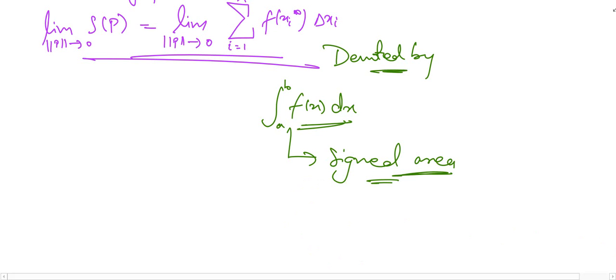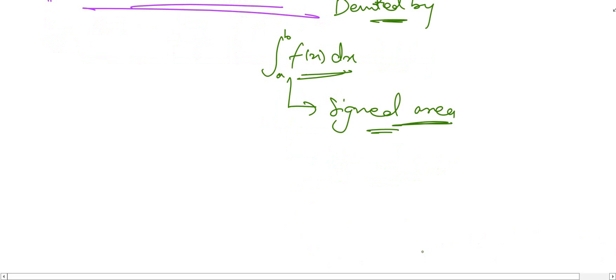Okay, so now comes the very important part, some properties which are related to integral calculus.